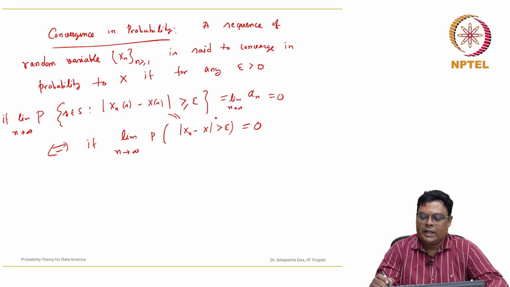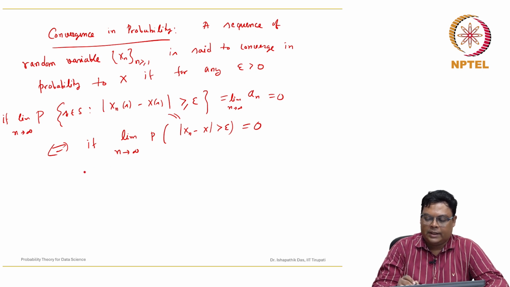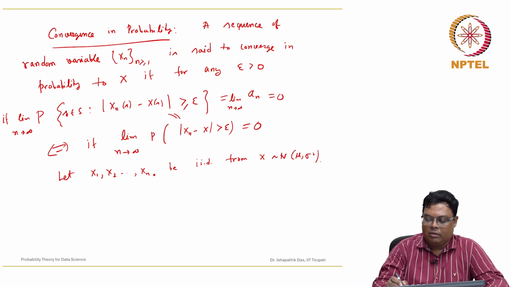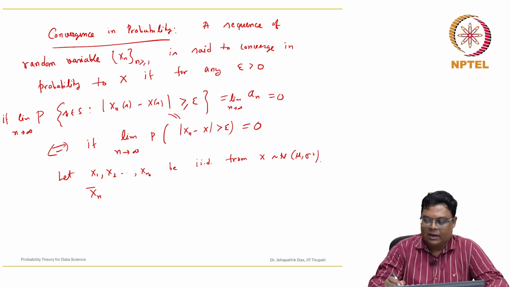So, let us discuss one example. Suppose x1, x2, xn are independent IID random variables, all having the same normal distribution with mean mu and variance sigma square. Now, if n changes, then the number of random variables changes. So, let us consider xn bar, which is equal to the summation of xi by n, the sample mean.